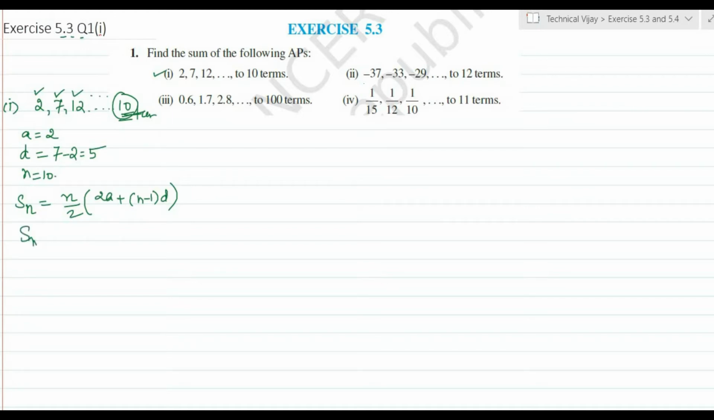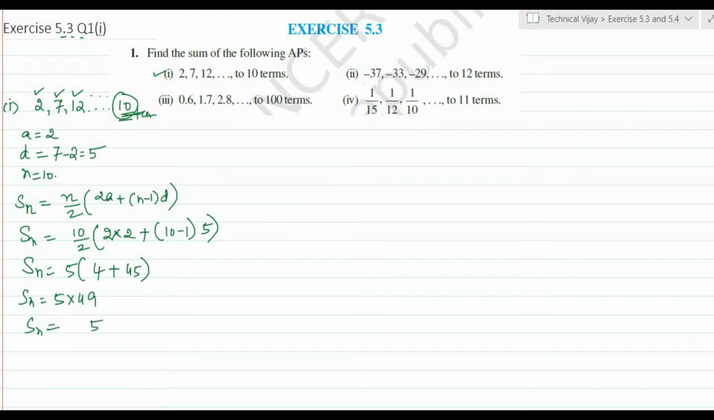So here Sn is equal to n, the number of terms, that is 10, divided by 2 into bracket 2 into a, which is 2, plus n, that is 10 minus 1, into d, which is 5, bracket close. So Sn is equal to 5 into bracket 2 into 2, 4, plus 10 minus 1, 9, 9 into 5 is 45. So Sn is equal to 5 into 49. 9 fives are 45, 4 fives are 20 and 4, 24. So this is 245.